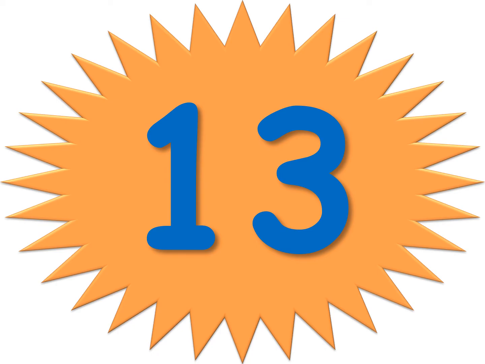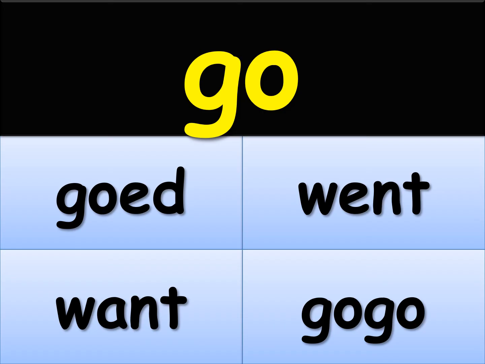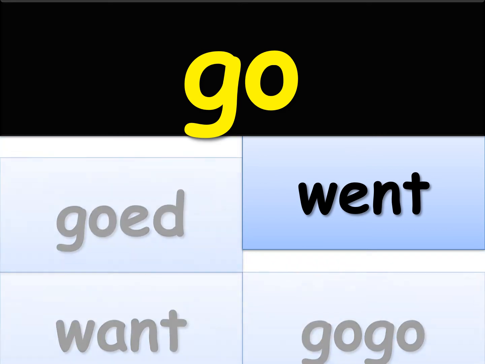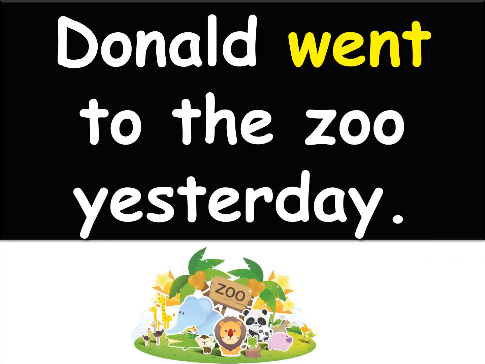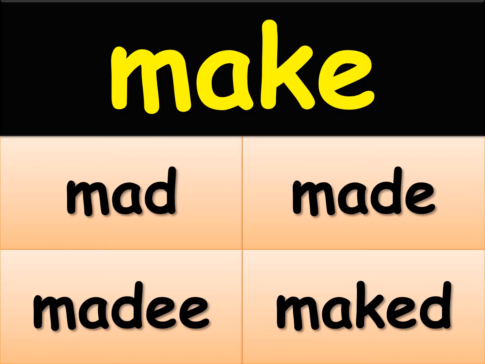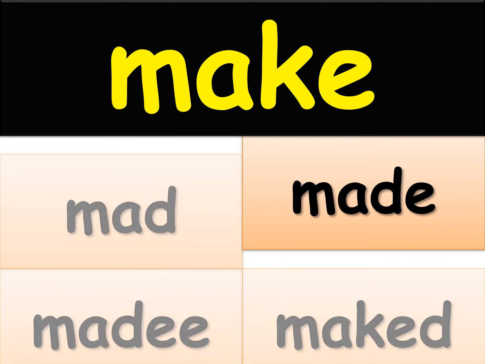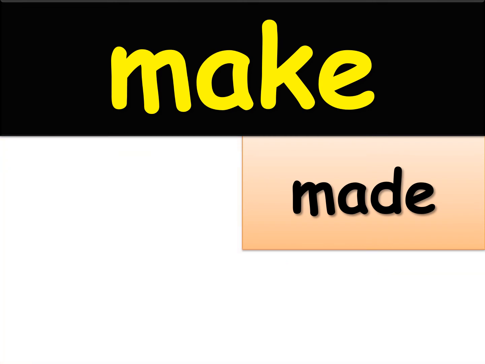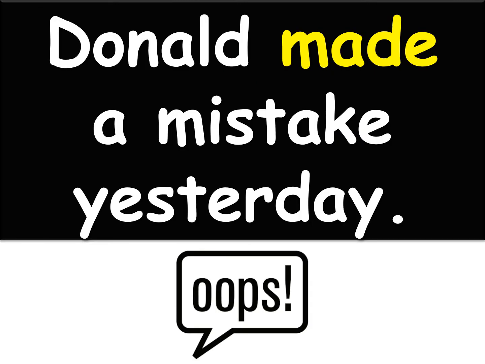Number 13. Go is the verb, and that turns into went. Donald went to the zoo yesterday. Number 14. Make was the verb, and the past tense of make is made. Donald made a mistake yesterday. Oops.